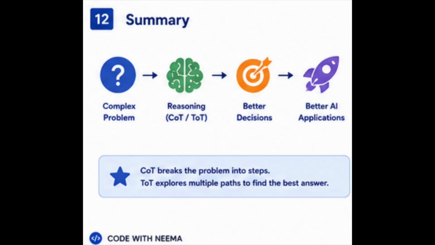Today we learned two important reasoning techniques. Chain of thought breaks a problem into logical steps. Tree of thought explores multiple possible solutions before selecting one.